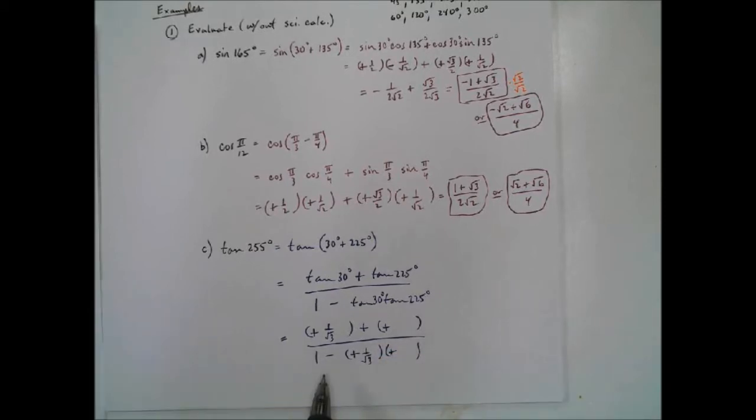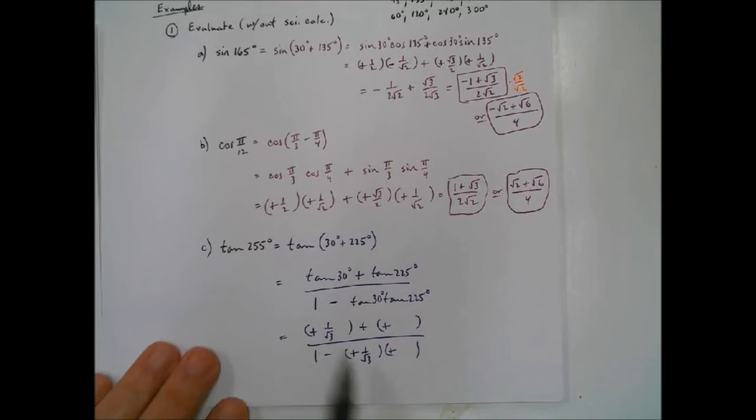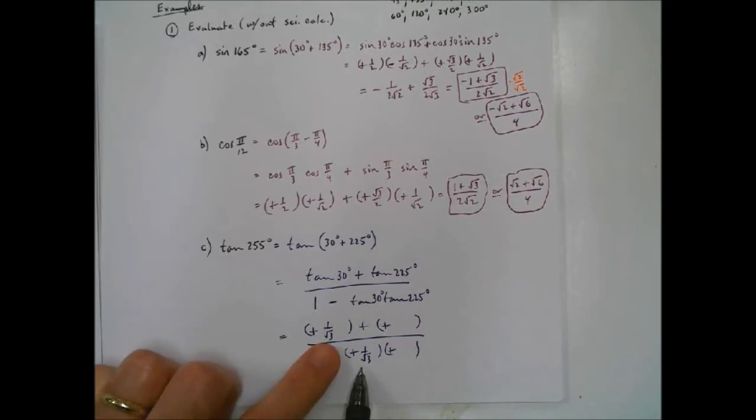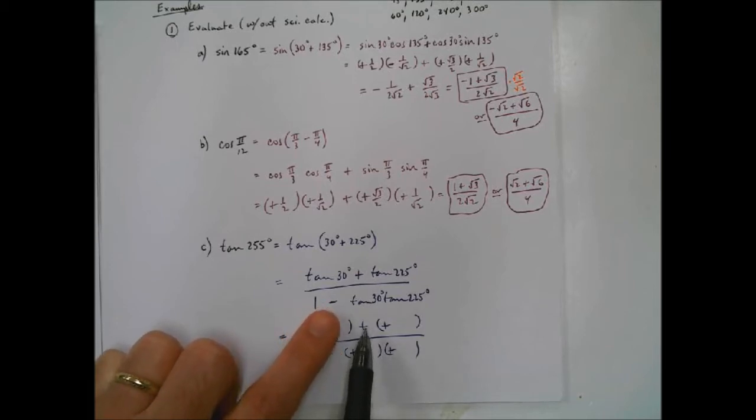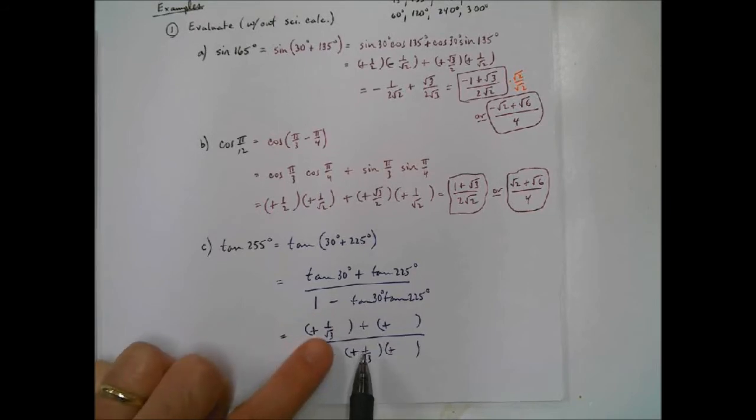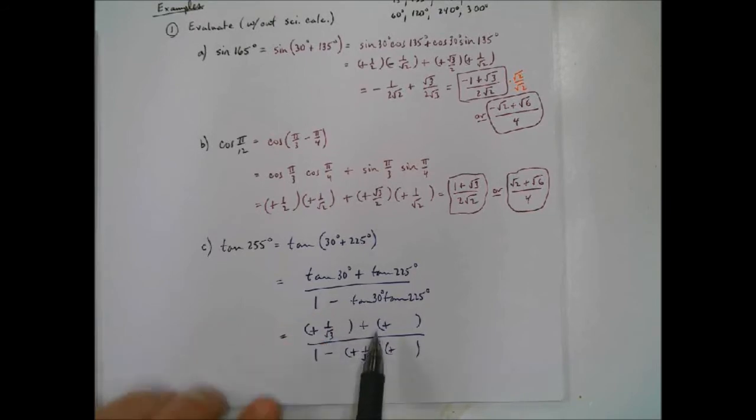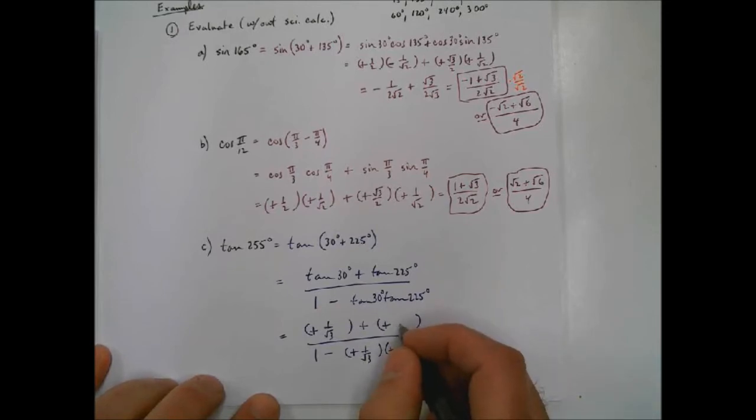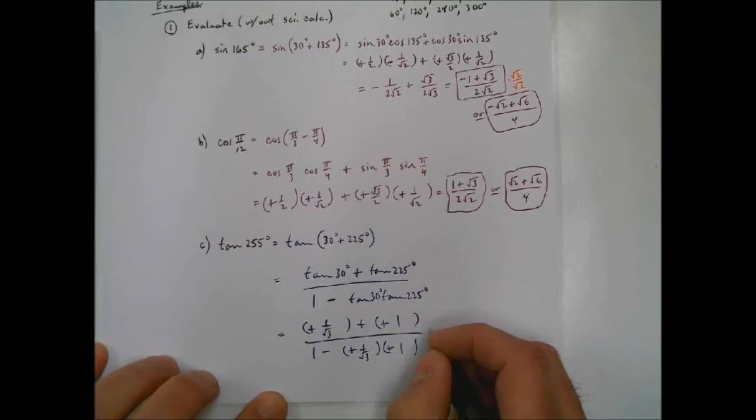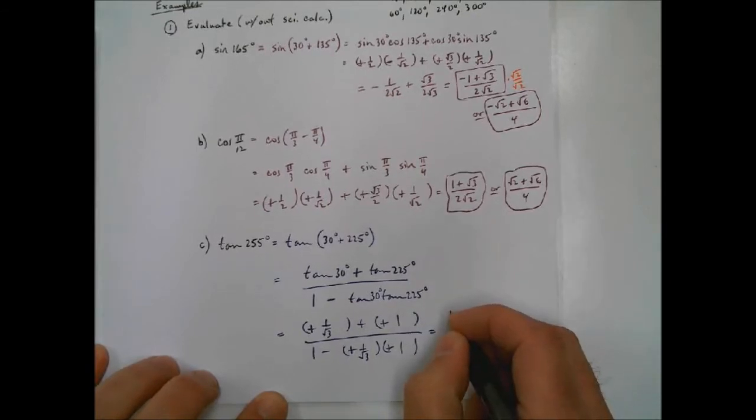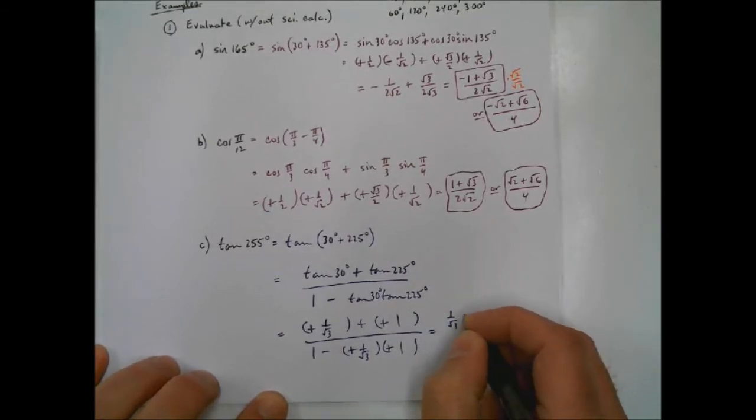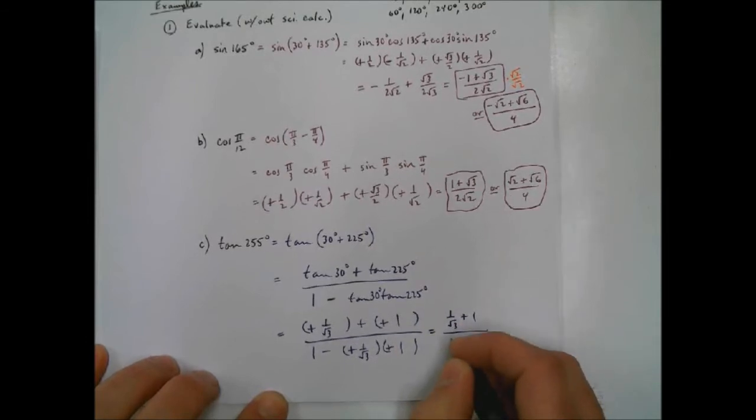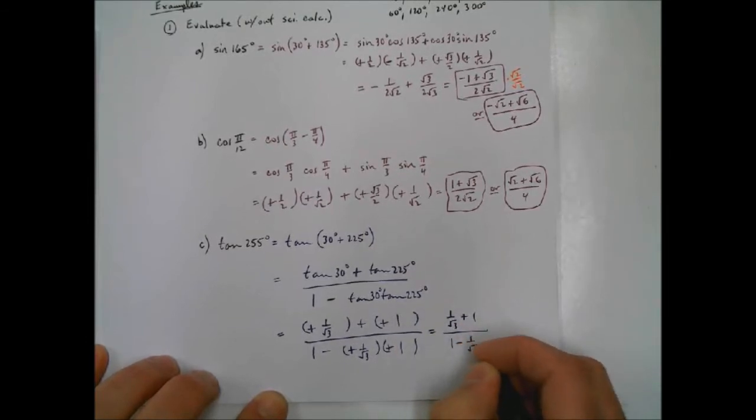So this is one of the things that's actually a little bit nice about tangent, because really there's 4 blanks there, and for the 4 blanks, you only have 2 different trig functions to evaluate, unlike the sine of angle addition and cosine of angle addition. So both positive, 1 over √3. And then tangent of 225 degrees, so tangent of a 45-degree reference, which is 1. So we get 1 over √3 plus 1 over 1 minus 1 over √3.